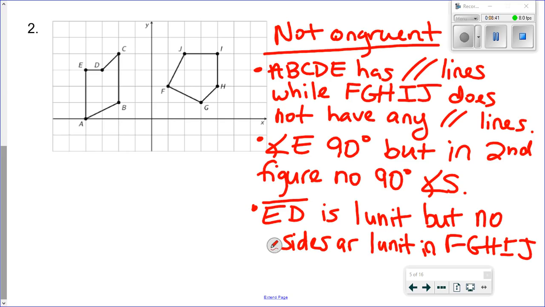All of these 3 reasons shared with you would be valid reasons as to why these 2 figures are not congruent. So definitely by addressing angle measurements or side lengths, we are proving that these 2 figures are not congruent. Let's go ahead and take a look at problem 3.